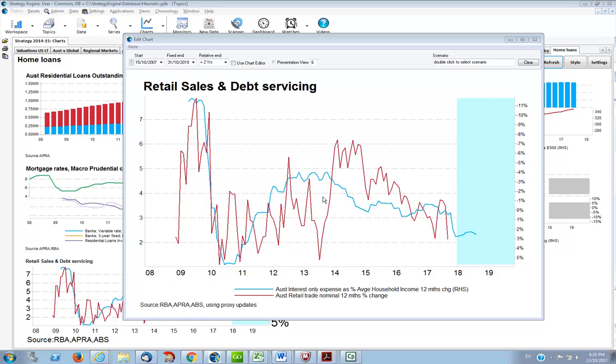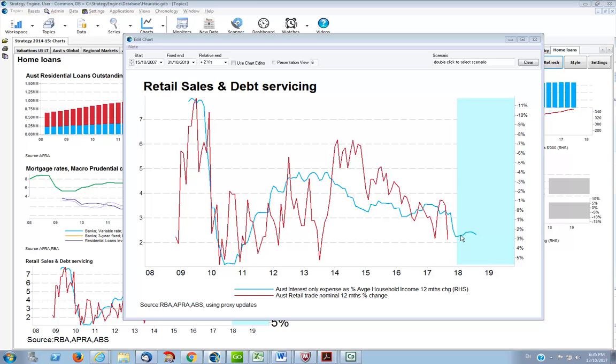In terms of relating this back to spending, in this chart we're looking at the interest-only expense. The blue line is the interest-only expense as a proportion of household income, the 12-month change in that number. An increase of 75 basis points, which is borne entirely by interest-only loans, has an impact of around about 2.5%. That's inverted on the right-hand scale.